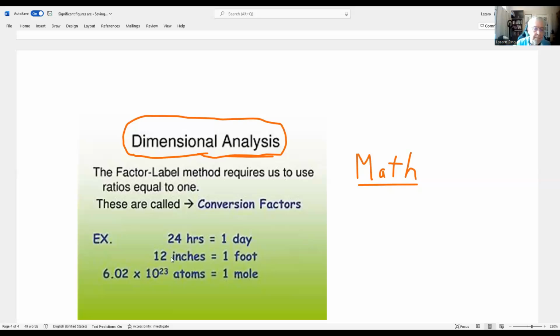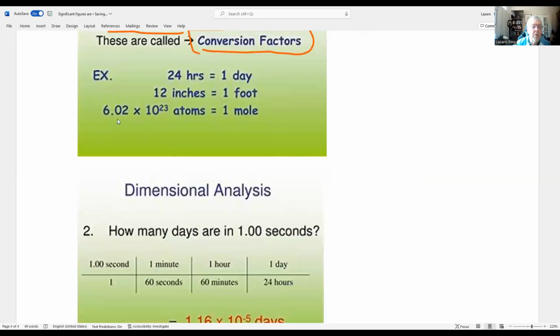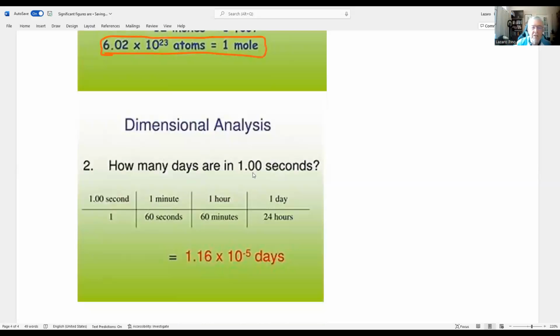Well, for example, the factor label method is also known as dimensional analysis. It requires us to use ratios, or what I told you before, conversion factors. This is a very important one that you're going to use a lot in chemistry. You will have this in maybe 2 weeks. Look at this. I'm going to show you an example.